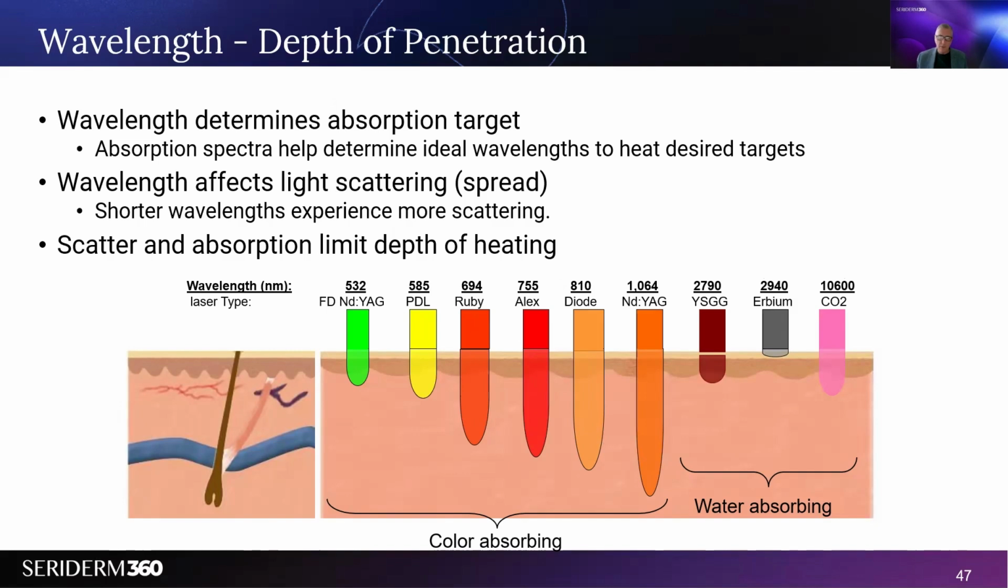We talked about this in episode one. So a 532 KTP laser is quite superficial. Yellow will go a bit deeper. Ruby will go a bit deeper. Alexandrite then a little bit deeper. Diode at 810 a bit deeper. And then the Nd:YAG is one of the longest. It's got the biggest depth of penetration when we're looking at color absorbing wavelengths.